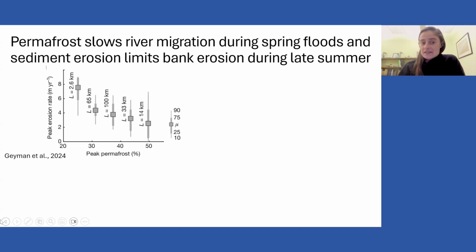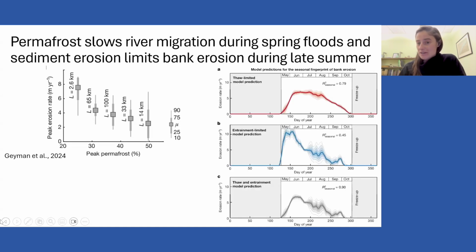What we can do then is take our models we developed for thaw and entrainment limited erosion. These are mathematical models. I'm not showing you the equations, but it's just considering the bank material and the river hydraulics, as well as a bunch of parameters that quantify heat transfer between the river and the banks. We can make a prediction of what the erosion rate should be throughout a given year with a thaw-limited model and an entrainment-limited model, and then combine the two and take the minimum of them.